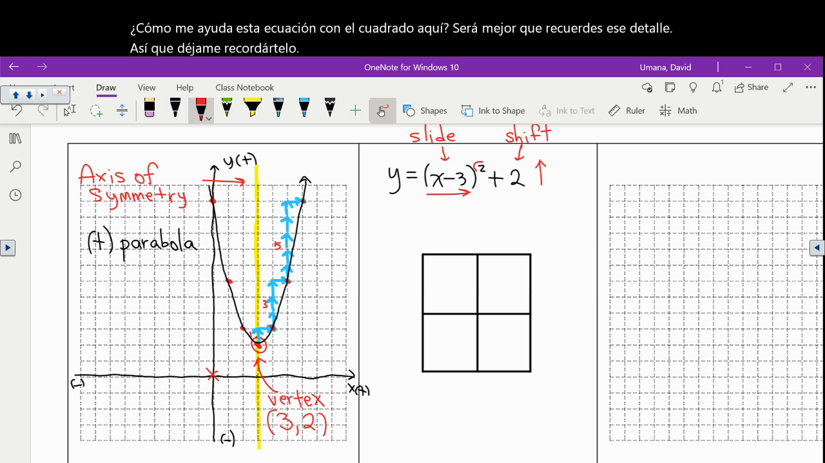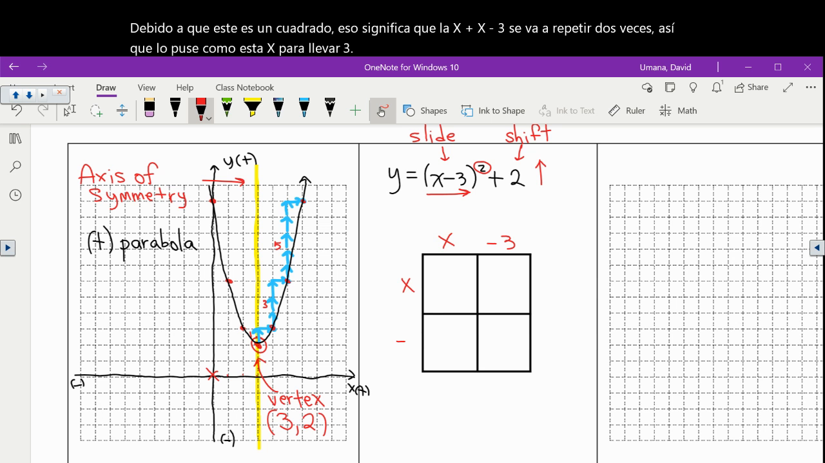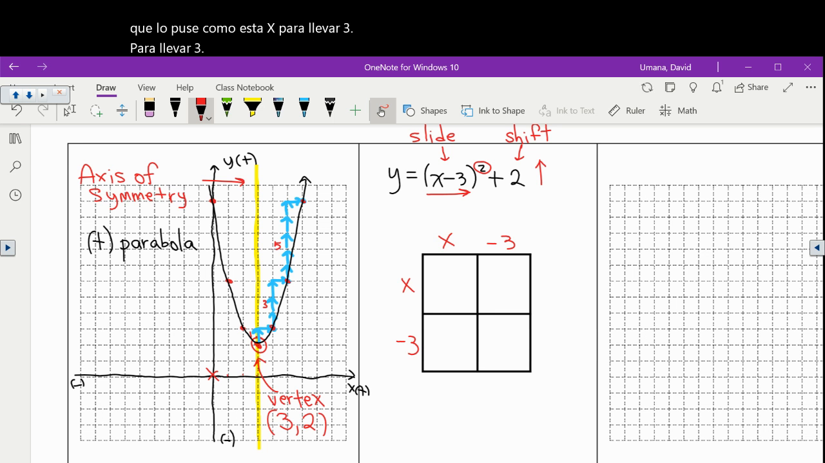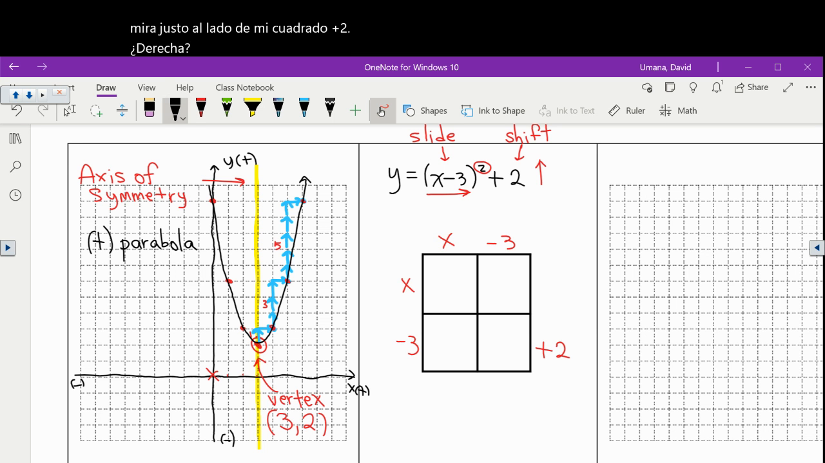Because this is a square, that means that the x minus 3 is going to be repeated twice. So I put it like this. X, take away 3. X, take away 3. This is the square part. The plus 2 is extra. But the plus 2 is right next to my square. So look, right next to my square, plus 2. Then it matches. Okay?